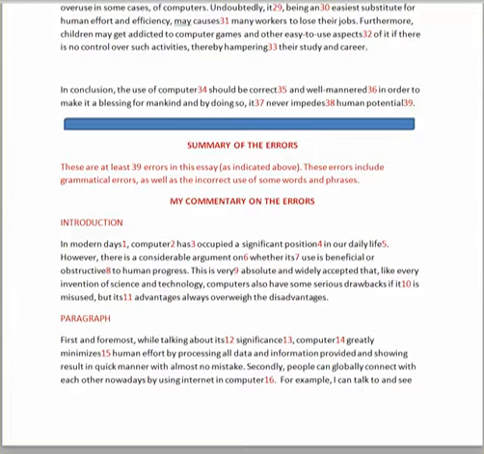My commentary on the errors. Now, I'm not going to go into great detail here because we do not have the time, but you'll see by the red numbers that these indicate the error. So I'm just going to go through each of the paragraphs and indicate the type of error.